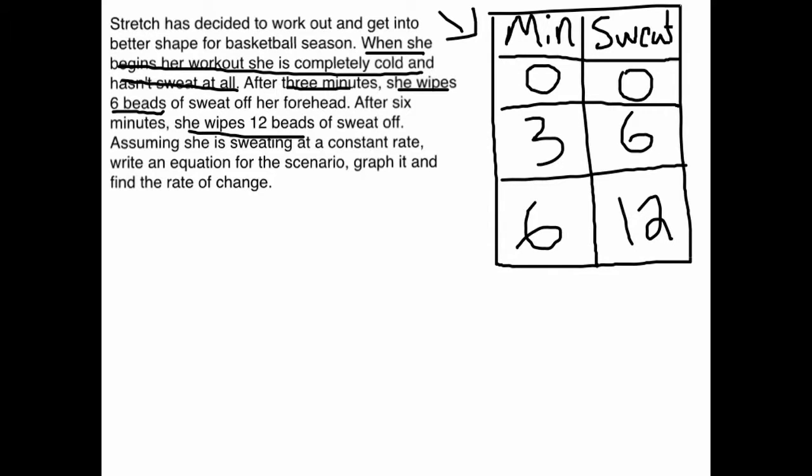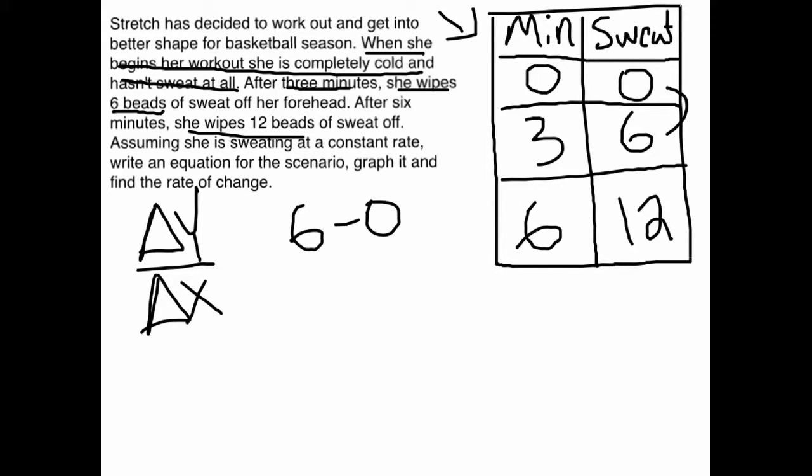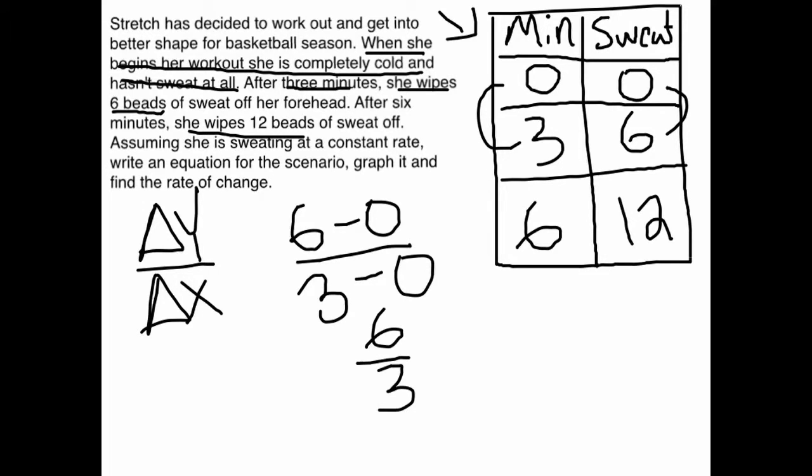Now, all I have to do here, since I have my table filled out, is that assuming that she's sweating at a constant rate, I can go ahead and write an equation. And the way that I do that from a table is change in y over change in x. So it's going to be 6 minus 0 over 3 minus 0. Now, 6 minus 0 is going to leave me with 6, and 3 minus 0 is going to leave me with 3. So I have 6 divided by 3. 6 divided by 3 is going to leave me with 2. So I have a slope here of 2 throughout.